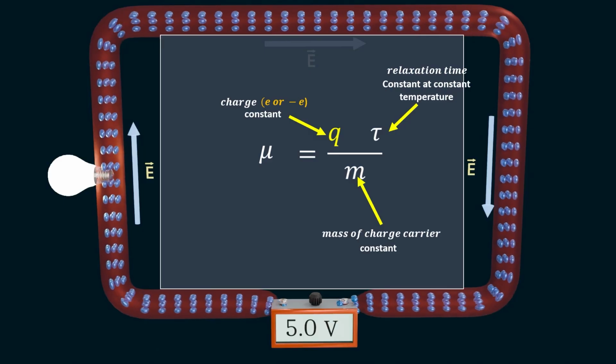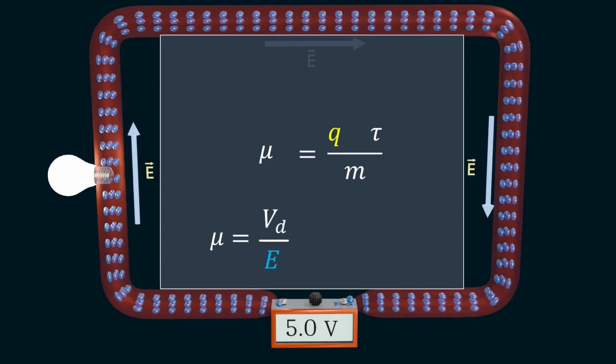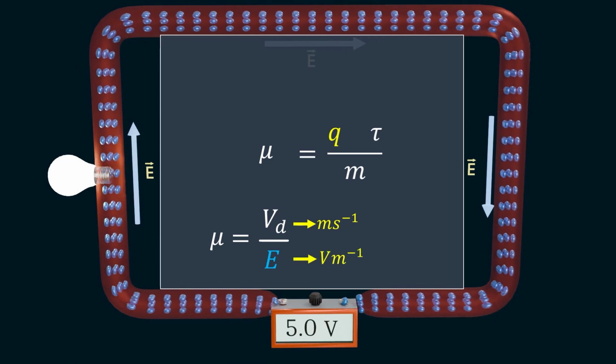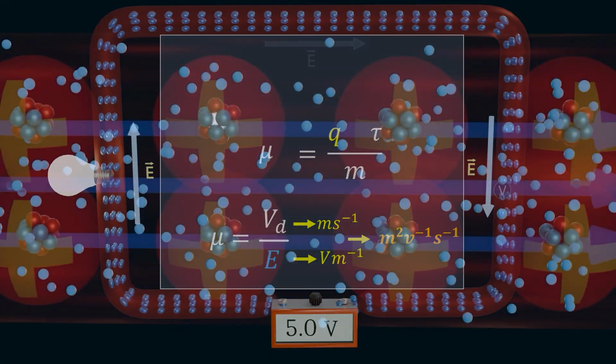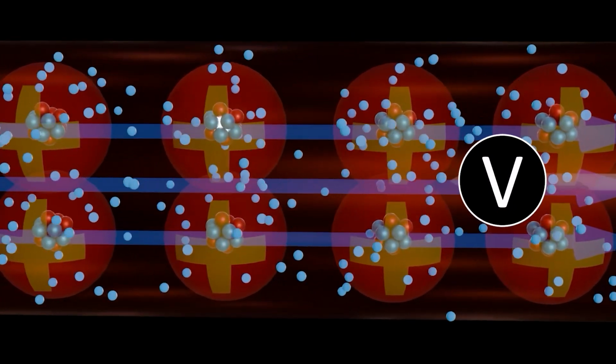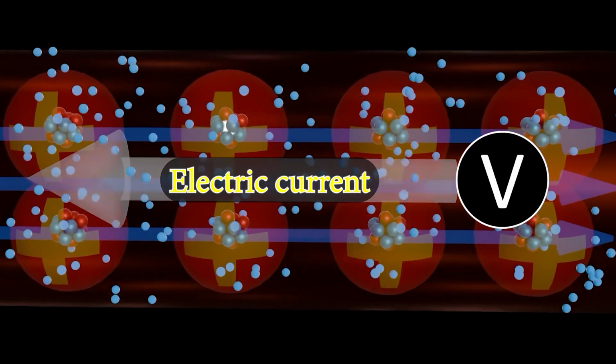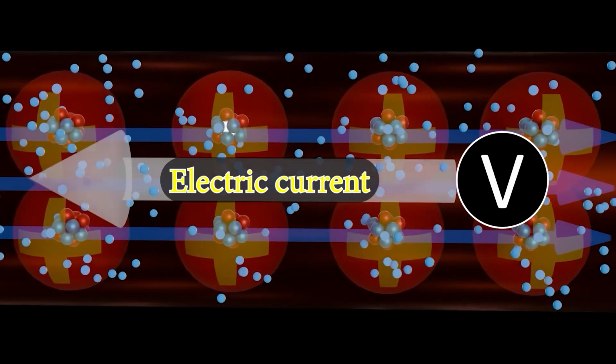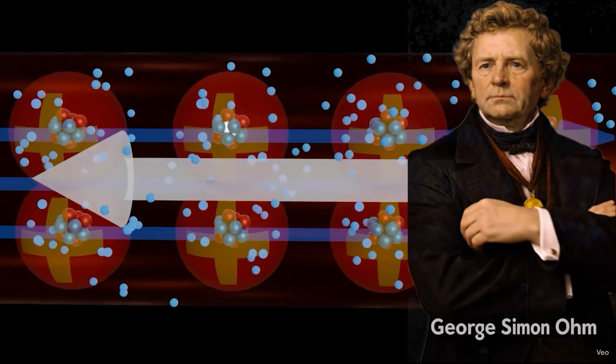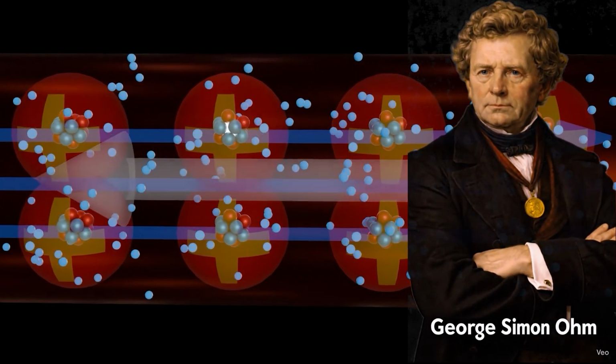Now let us find the unit of mobility. From Vd by E, drift velocity has unit meter per second and electric field has unit volt per meter. So the unit of mobility becomes meter square per volt per second. We also observe that when voltage or potential difference is increased, drift velocity increases, and as a result current also increases. The relationship between voltage and current was explained by a great scientist named Georg Simon Ohm.